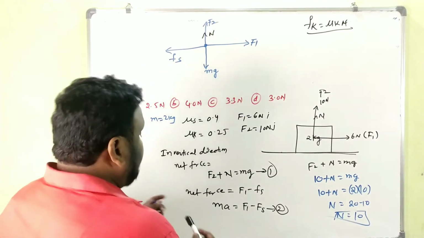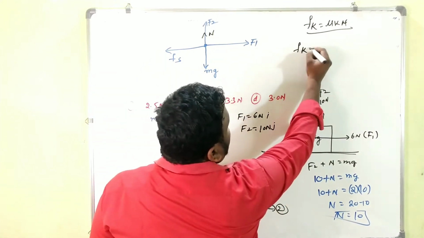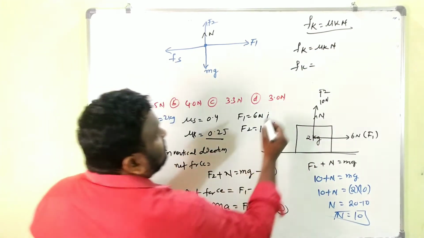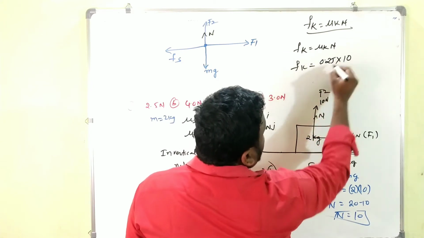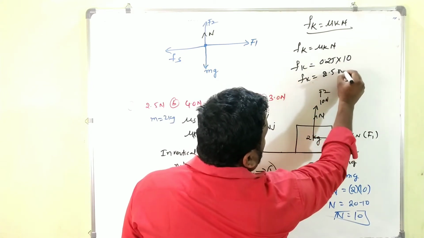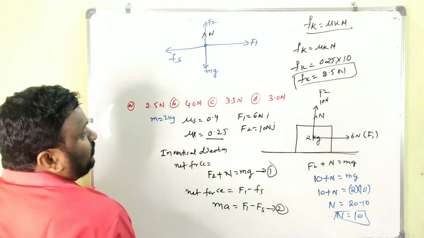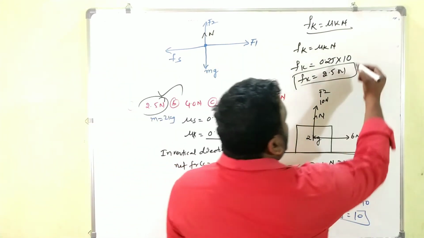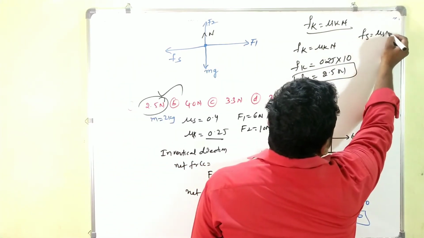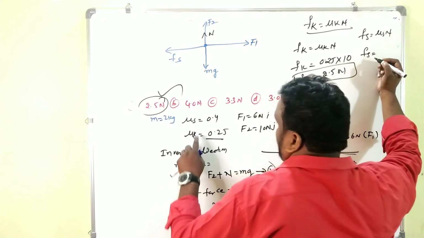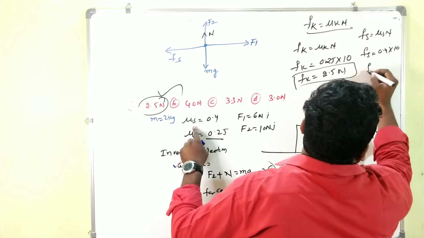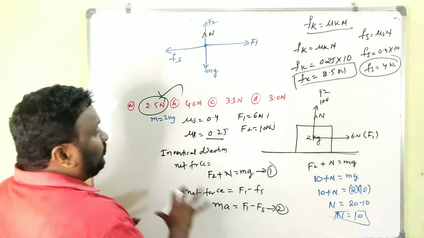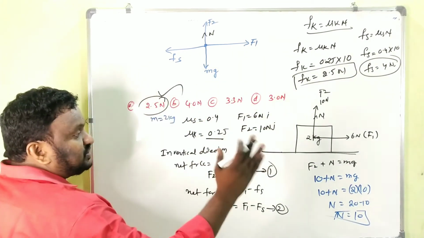Then what do you have to write, children? Here we will write Fk is equal to mu k into N, and the mu k value given is 0.25 into, now N is 10, then Fk is 2.5 newtons. Fk is 2.5 newtons. That's why the first option is the right one. If we are asked about before starting the motion, Fs is equal to mu s into N, where mu s is 0.4 into 10, so Fs is 4 newtons. This is the way of explanation to get the magnitude of frictional force when it is going to slide.